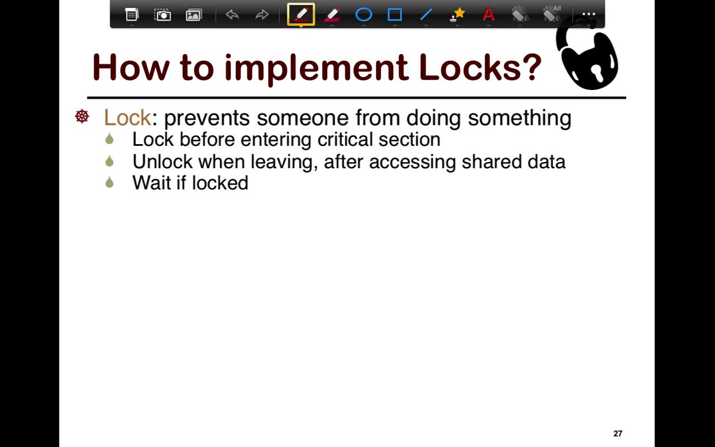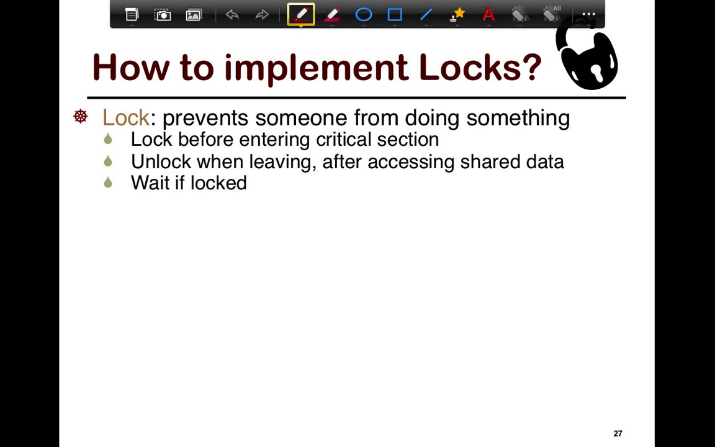Okay, so how to implement locks. The first thing we've got to understand is what is a lock, what are the semantics, what is its specific role or purpose in a program. The purpose of a lock is to prevent a thread from doing something, to prevent another thread from doing something. That is its sole purpose. So if you have more than one person trying to acquire the lock at the same time, then it needs to ensure that only one person gets the lock and the rest of them don't. This is the critical semantic of a lock.